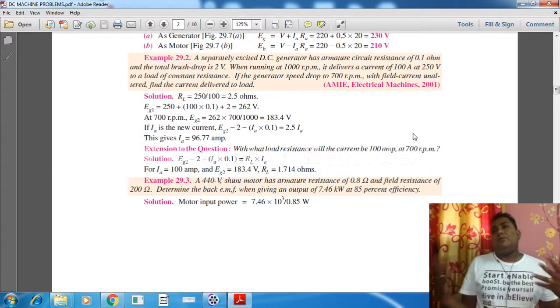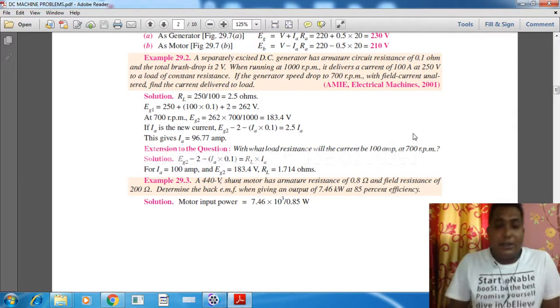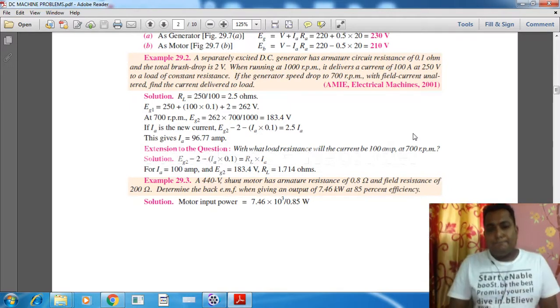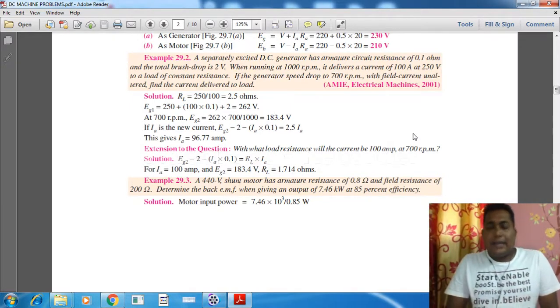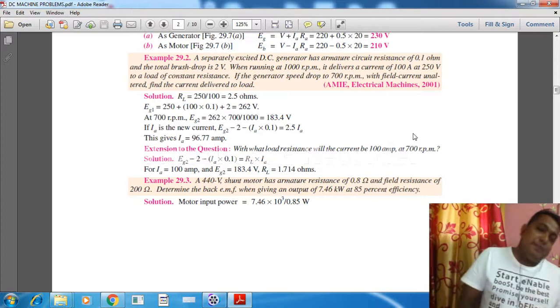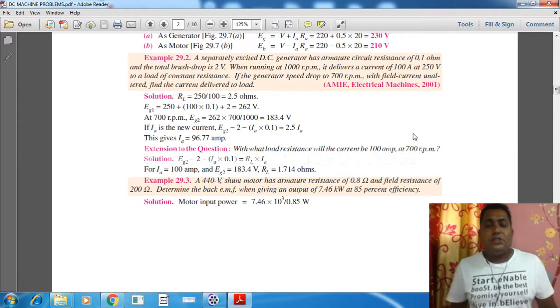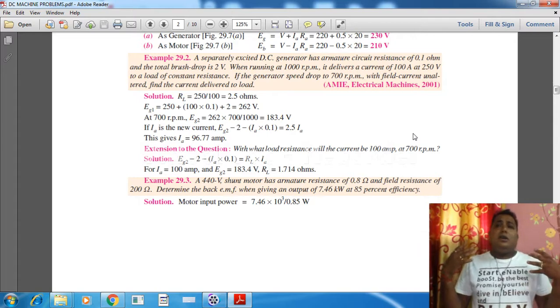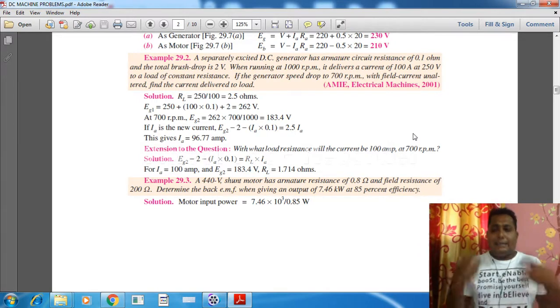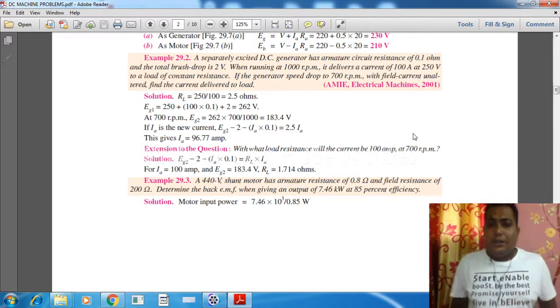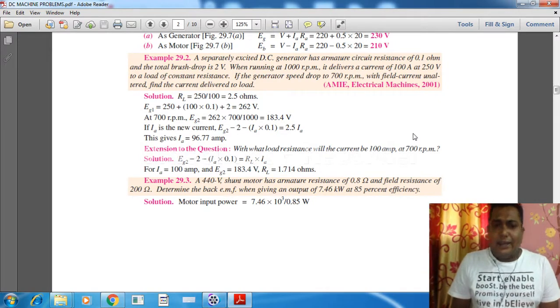Now when it was running at 1000 rpm, the current was flowing 100 ampere. So now when the speed is decreased to 700 rpm, what should be the amount of power that is delivered to the load, the electrical load terminal, where any electrical load can be connected.